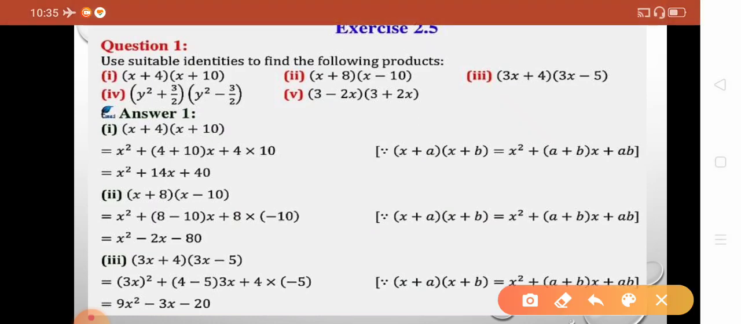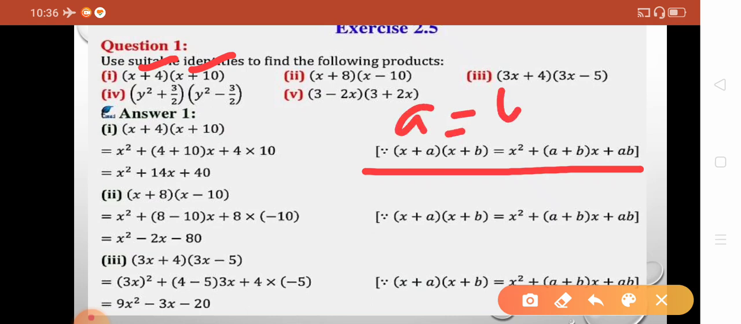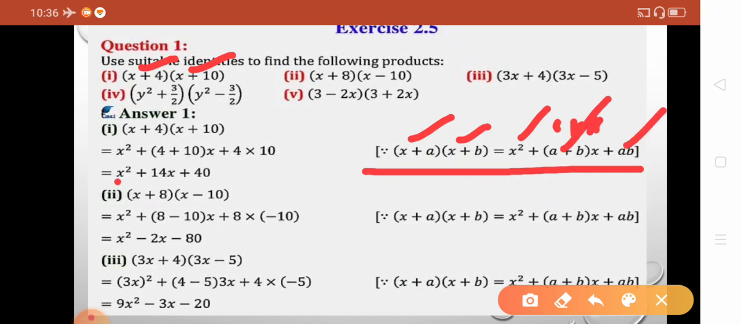Here the first part is x plus 4 x plus 10. The identity used is x plus a x plus b, and the formula is x square plus a plus b x plus ab. You should know the value of a and the value of b here. The value of a is 4 and the value of b is 10. You just have to put the values of a and b here. So we can write x plus 4 x plus 10 as x square plus 4 plus 10, that is 14x, plus 4 into 10, 40. So x square plus 14x plus 40.